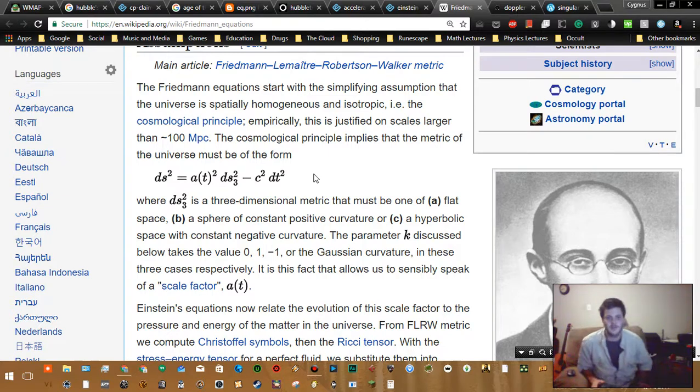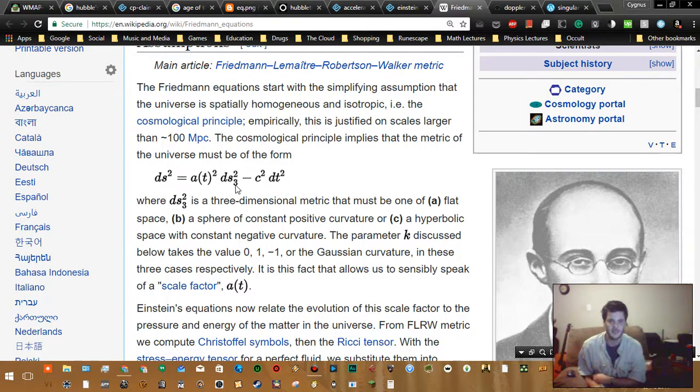But I also know that I'm talking about this idea here, the scale factor. This is this a(t)². This is what I was talking about when I said that the Hubble constant is more like a parameter. It changes in time. So this a(t) means it's a function of time that changes this ds₃. It changes like one axis of time.